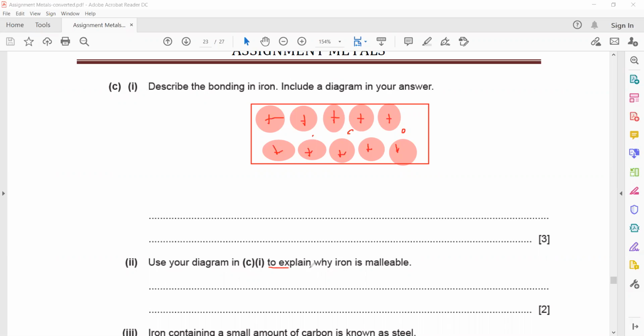Use your diagram to explain why iron is malleable: because the layers can slide over each other without breaking. So there is a strong force between the layers, but layers can slide without breaking. We call that malleable. It's 2 marks, so you have to include these points.